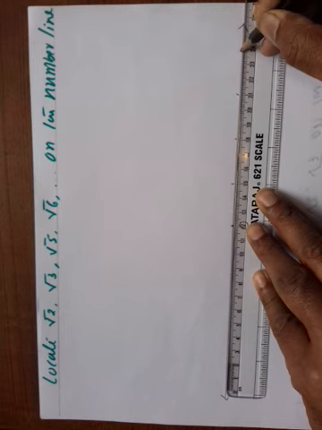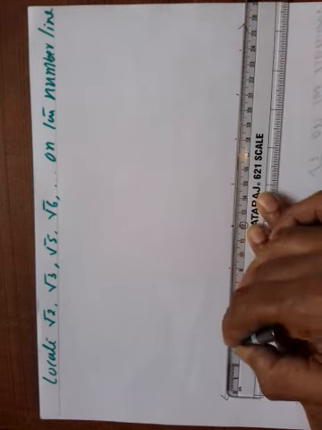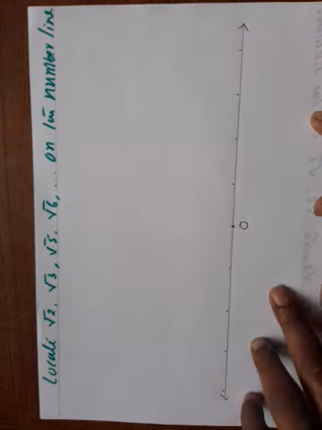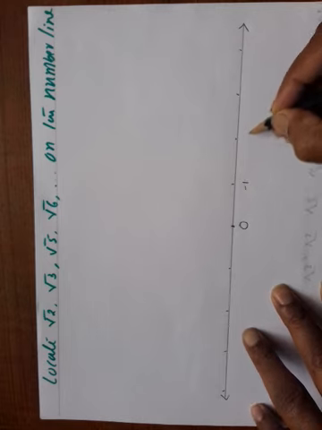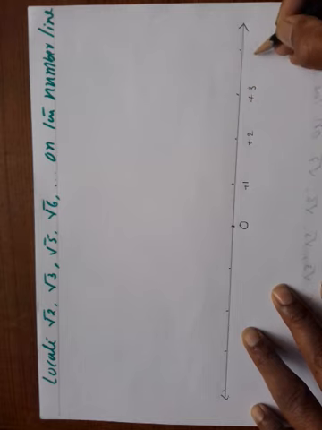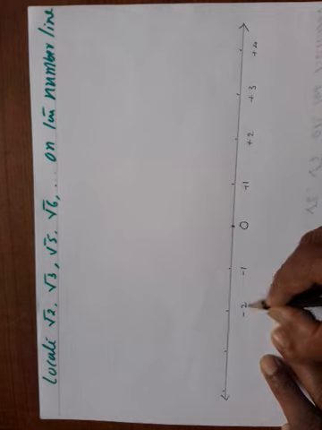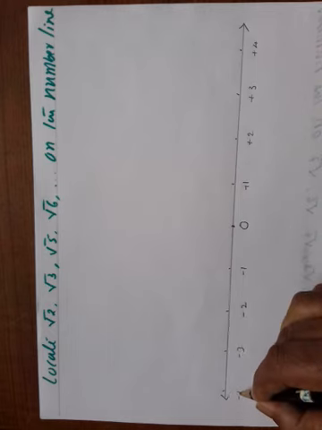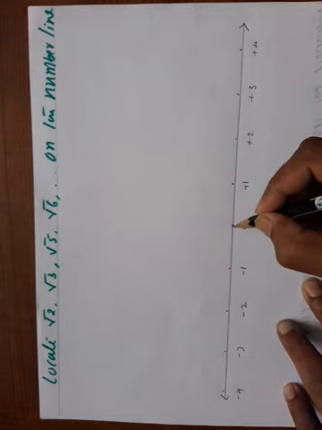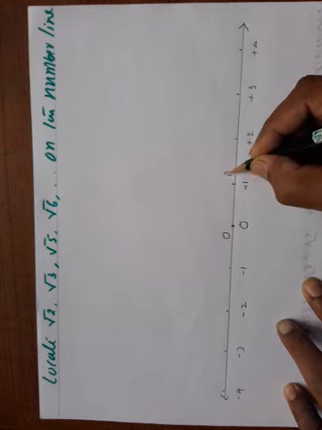I mark points on the number line on either side of the line. See, 0, plus 1, plus 2, plus 3, plus 4. To the left, minus 1, minus 2, minus 3, minus 4. Let me mark the point which represents 0 as O, and this point as A.